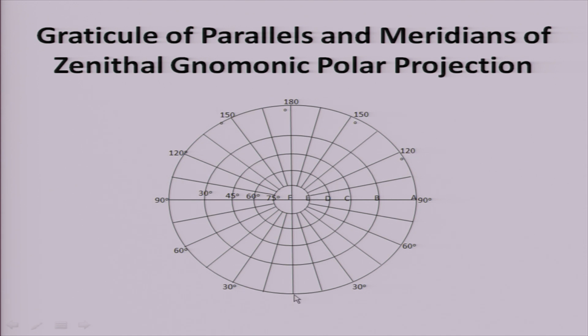And since the interval is 15 degrees, this is 0 degree, 15 degree, 30 degree, 45 degree, 60 degree, 75 degree, 90 degree and so on till 180 degree, and this is the western meridians which are drawn as 30, 60, 90 and in 15 degree intervals. So in this way graticules of this projection is drawn.